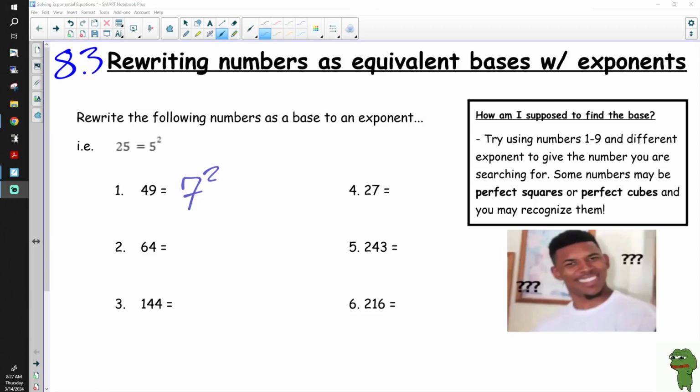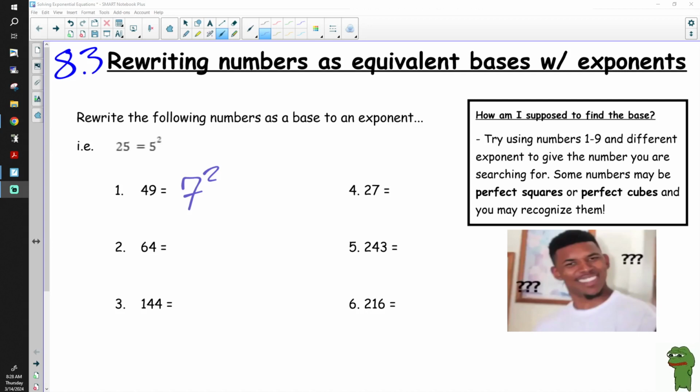So 8.3, we are solving exponential equations. We were solving log equations. Exponentials are the opposite of logarithms, so a lot of similarities. We're going to see exponents and a lot of bases, and the big skill that we need in order to solve an exponential equation is what you just did.